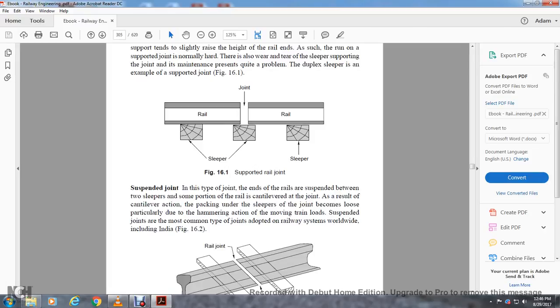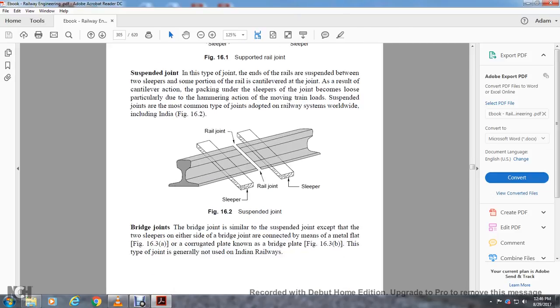Some portion of the rail is a cantilever joint. As a result, the cantilever action makes the packing under the sleeper of the joint become loose, in particular due to the hammering action of the moving train load. Suspended joints are the most common type of joints used with the rail system worldwide, including India.